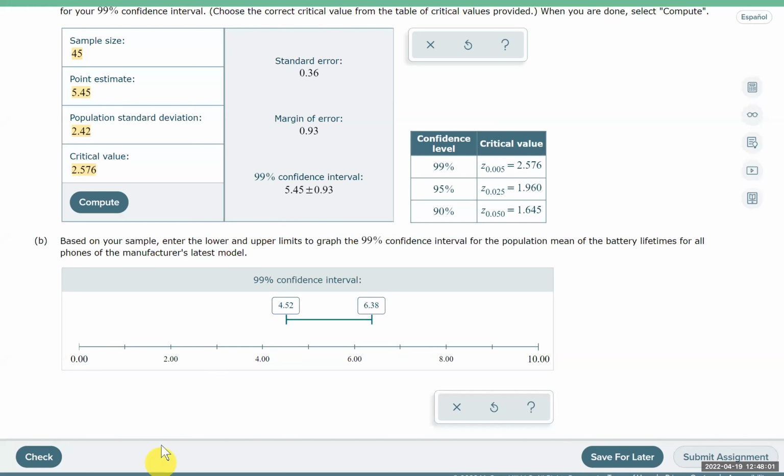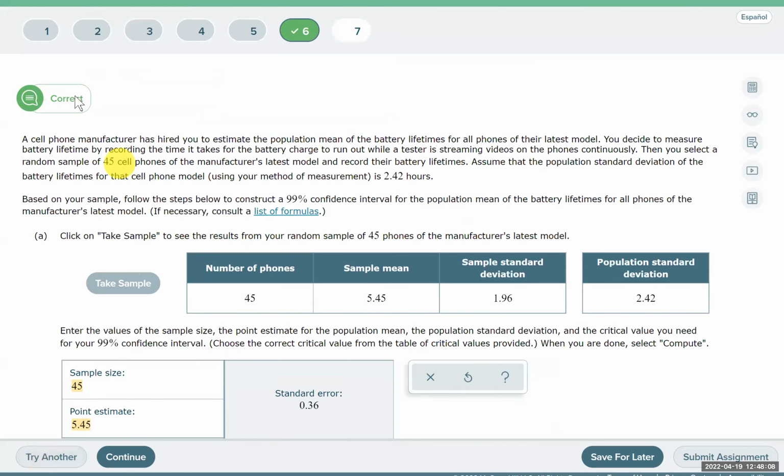And I'll hit check and hope that I got it right, or that would be quite embarrassing. Yay. All right, and that's how you do those problems. The next one is a similar idea.